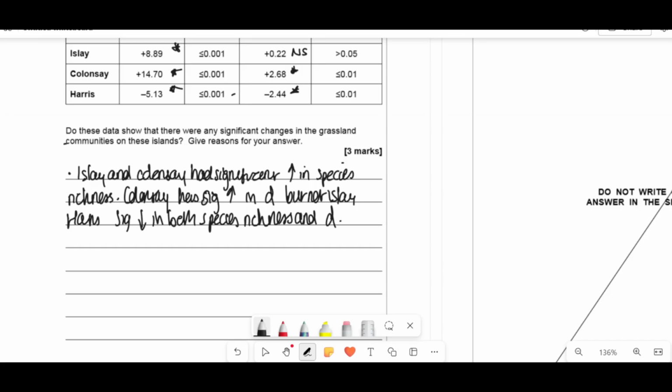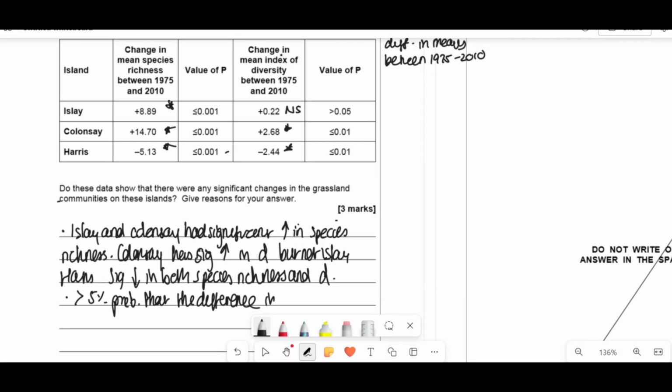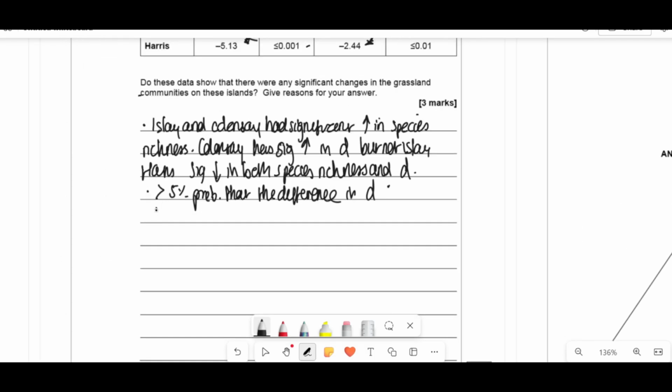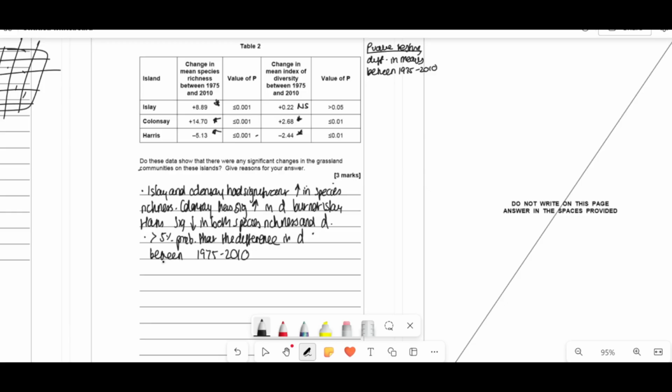We need to actually say what this significance means. It means that there is a greater than 5% probability that, and don't just say the result, the difference in the index of diversity, D, between those two periods, differences between 1975 and 2010, were due to chance. Can you see how I'm saying what the p-value is testing? You can't just say the results. You have to be specific and related to this example here.